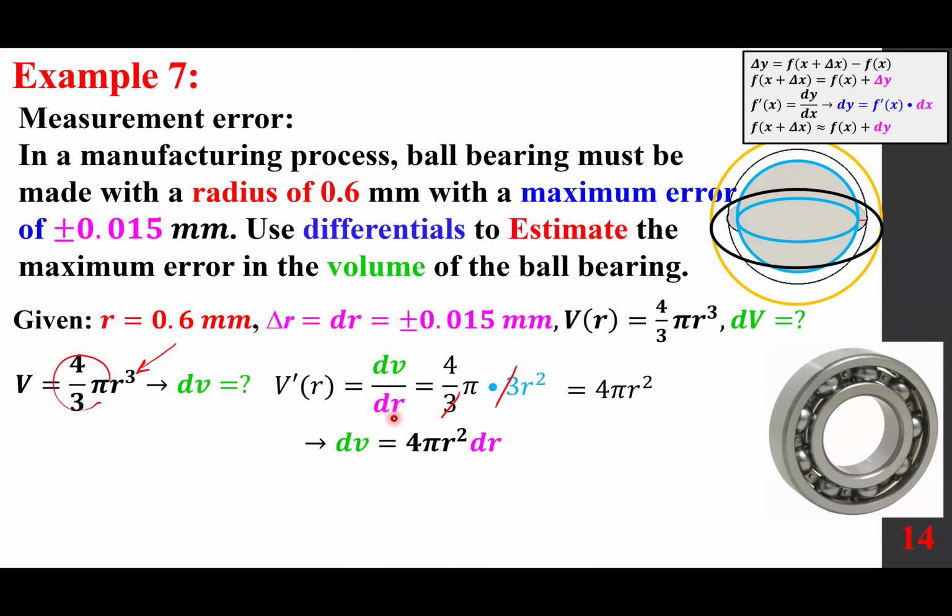We're just going to plug in. We are going to go back to what we wrote. That's why you write that. It makes it nice and easy here. So you are going to replace the r with 0.6, dr with plus minus 0.015. So the answer is 4 pi times 0.6 quantity squared times plus minus 0.015, which is equal to plus minus 0.0216 pi. Again, we keep pi as an exact answer, everybody.